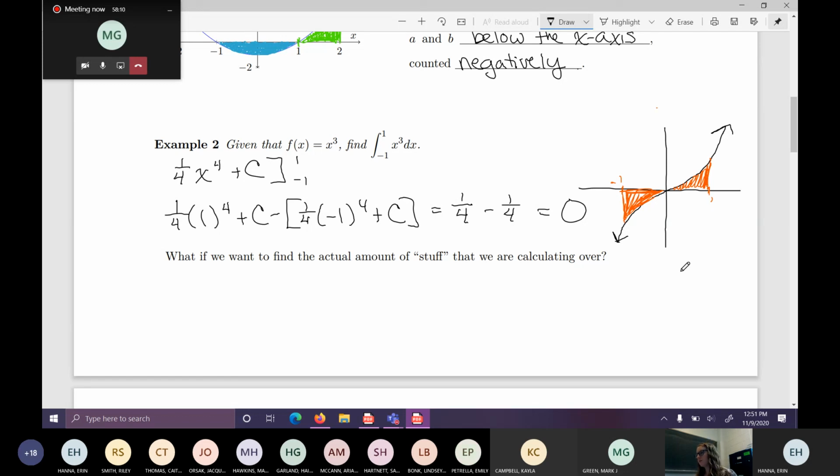And yes, you will have to do them by hand. Yes, I will expect you to show me your work. So you can't just plug it into your calculator. You can plug it into your calculator to check your answer, but I will need to see your work and your antiderivative that you found and the things that you plugged in and all that jazz.